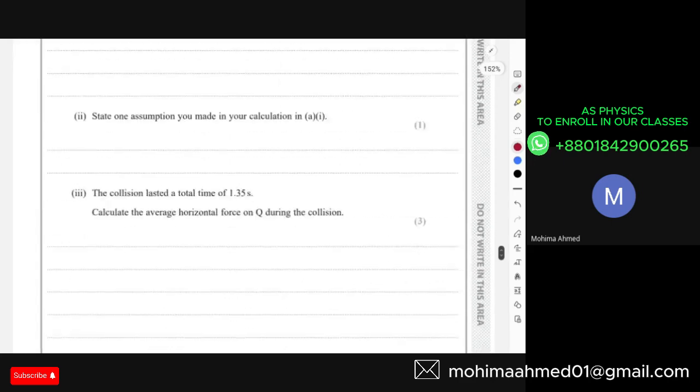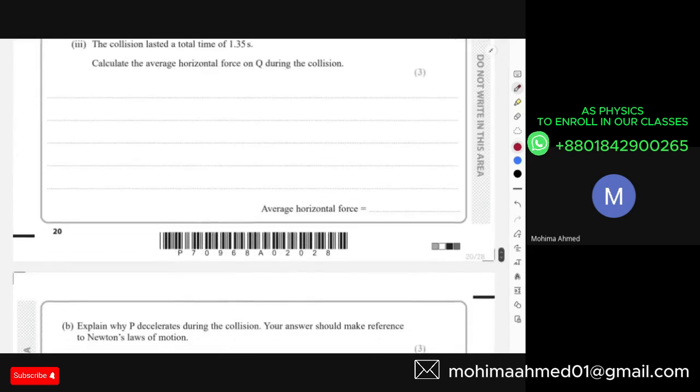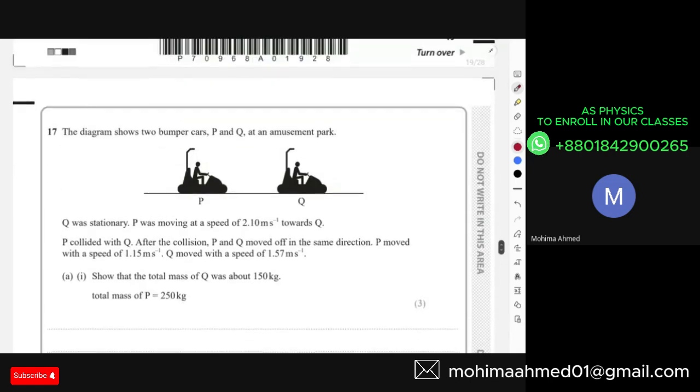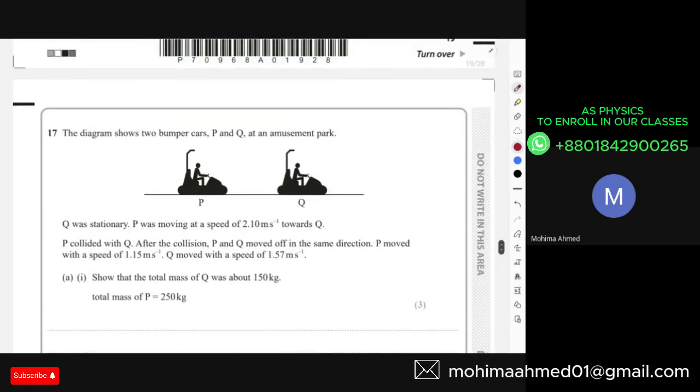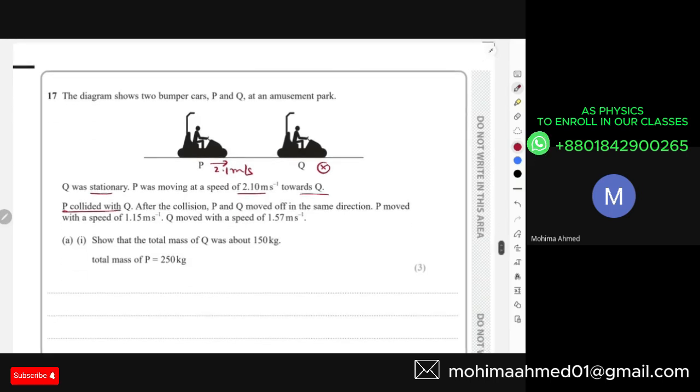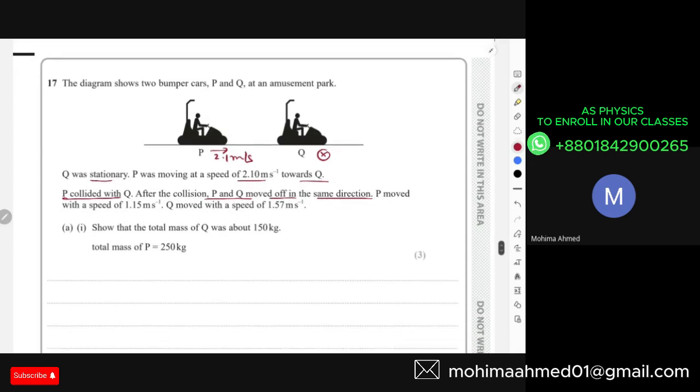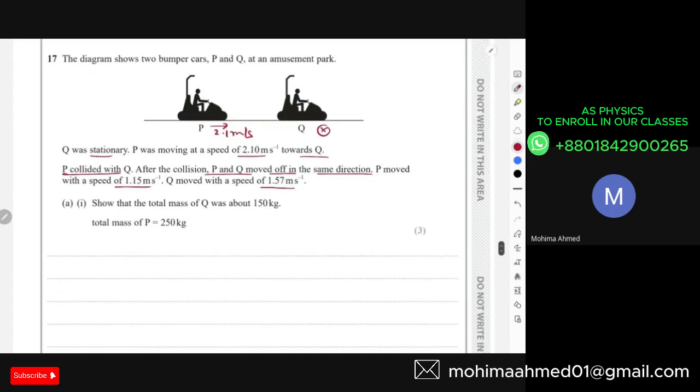This is what I think is about momentum, right? Collisions using answers. The diagram shows two bumper cars, P and Q, at an amusement park. Q is stationary. P is moving at a speed of 2.1 towards Q. Okay, so this is the case. This was not moving. This was moving with a velocity of 2.1 meters per second in this direction. And P collides with Q. After the collision, P and Q move off in the same direction. P moves with the speed of this much and Q moves with the speed of this much. Show that the mass of Q is about this much, and the mass of P is given.